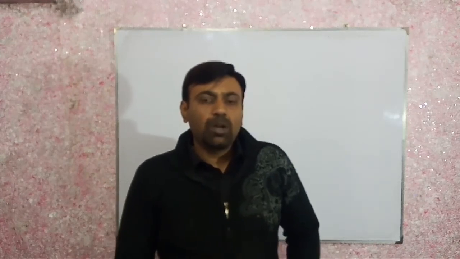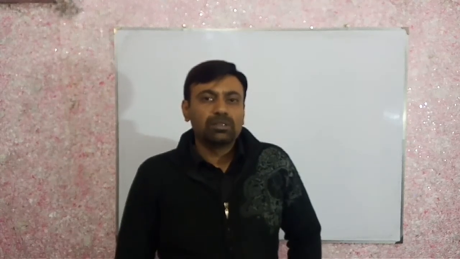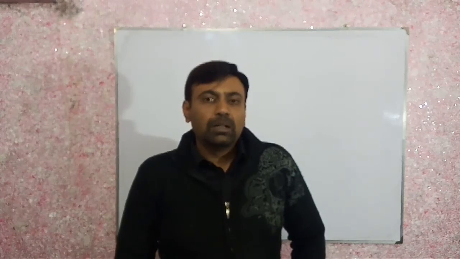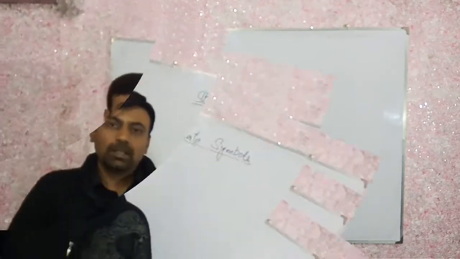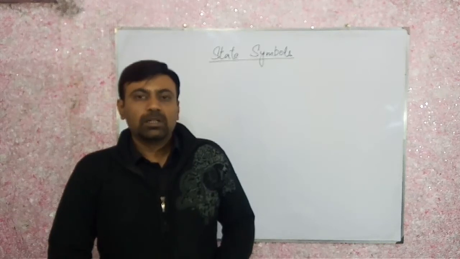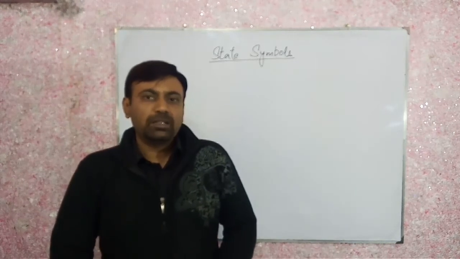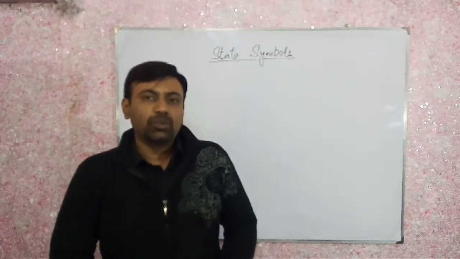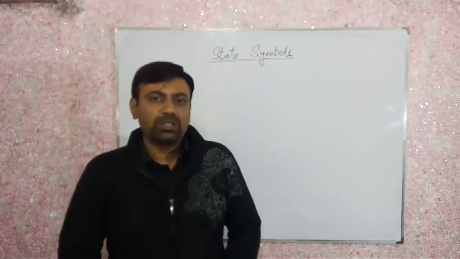Today's video is about putting the state symbols. How do we put state symbols on elements and compounds in the chemical equations? There are four main state symbols that are used in chemical equations.